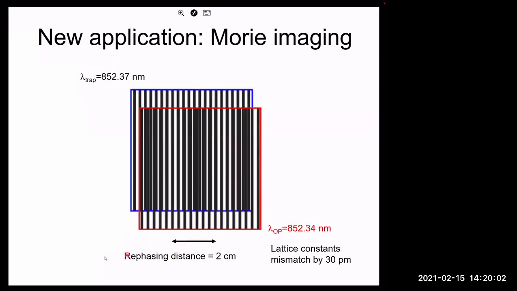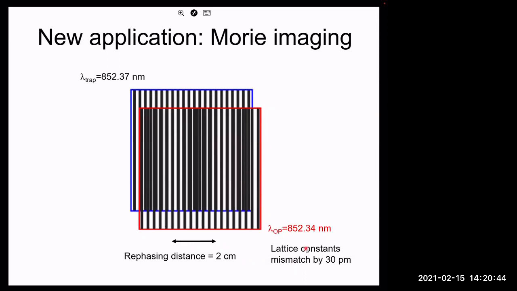But now let's just think about having two gratings. A grating is something that has a periodic structure. One of them has a periodicity of 852.37 nanometers. The other has a periodicity of 852.34 nanometers. This turned out to be the wavelength we use to trap and to pump. So what does that mean? If you compare the lattice constants, in one case it's 0.37, the other 0.34. The lattice constant mismatch is 30 picometers. Can we control that? Yes, we can.